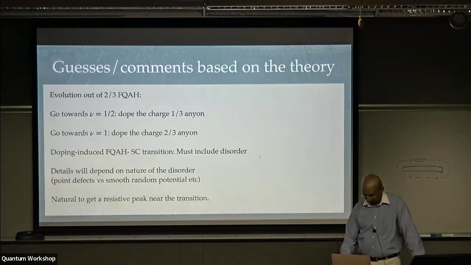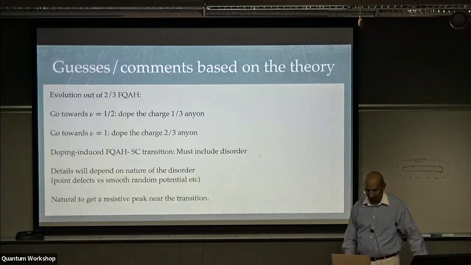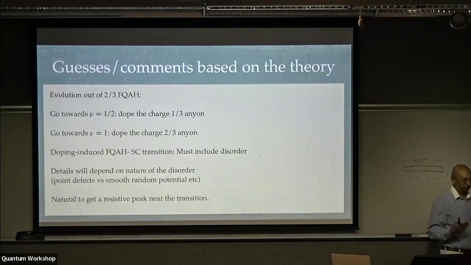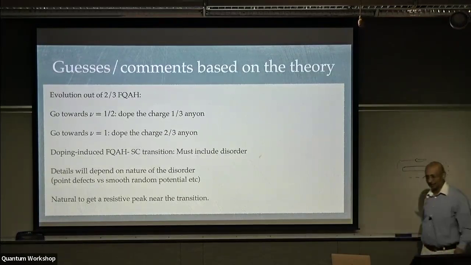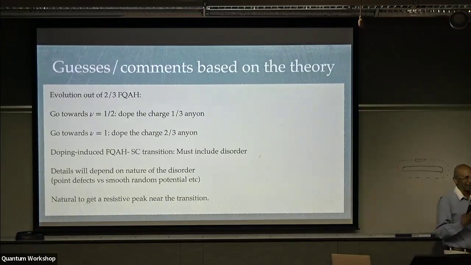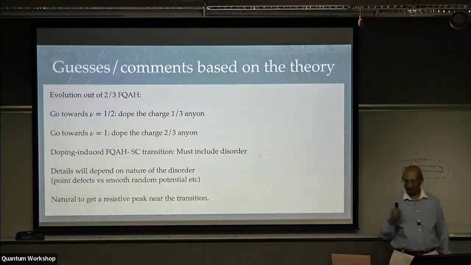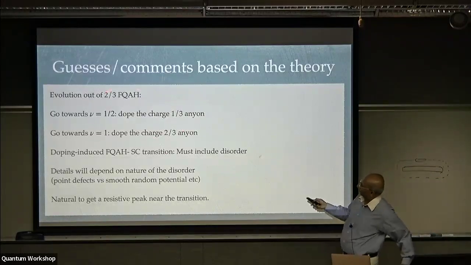So if I go towards nu equals half, go in this direction, right? Then you see weird stuff initially, but eventually you see the 3/5 state, the 4/7, and so on. And that's the conventional Jain sequence, and it's very natural to think that it's described by composite fermion theory. In which case, what you're really doping is the charge 1/3 anyon as you go towards nu equals half, right? So that's, I think, the first guess.